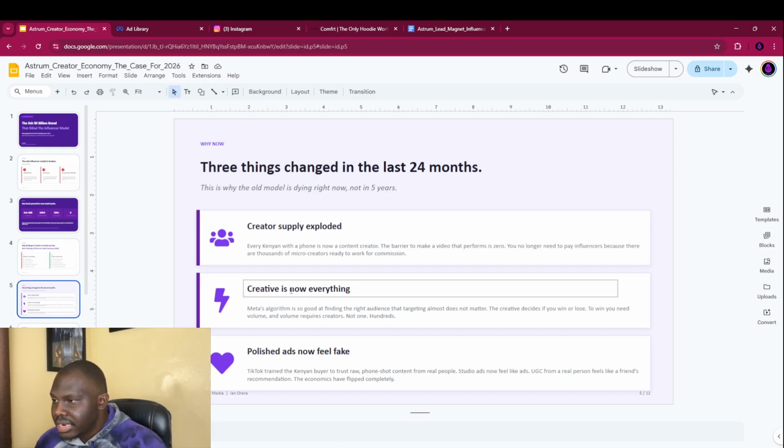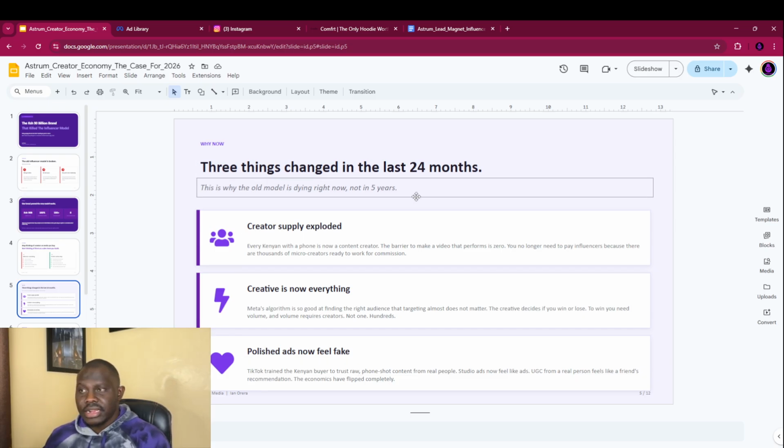So creative is everything. Polished ads now feel fake. TikTok trained the Kenyan buyer to trust raw phone-shot content from real people. Studio ads now feel like ads. UGC from a real person feels like a friend's recommendation. The economics have flipped completely, right? So these are the three things that changed in the last 24 months. And the old model is dying.